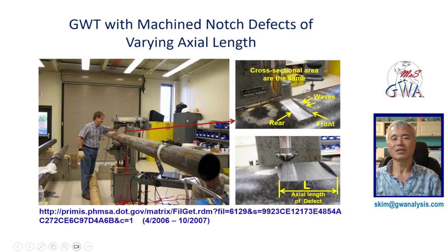Now let us answer the question with the result of a guided wave testing project of the US government that was performed in 2006 and 2007. As shown in the photograph, the defect was made by changing axial length, but its cross-section area is the same. The change of impedance along the axial direction of the pipeline is shown at the front and the rear end of the notch.